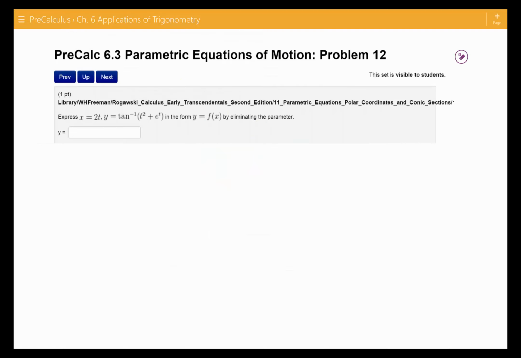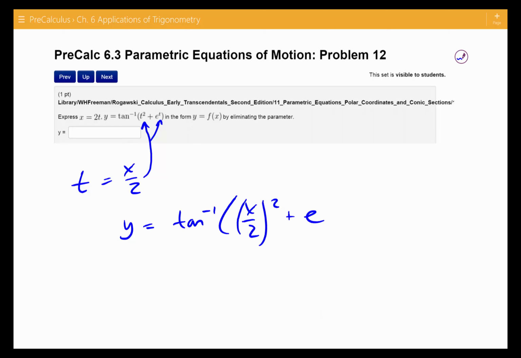All right, let's try another eliminating the parameter one. Let's take the first equation and solve for t. So we get t equals x over 2. And let's plug that t in for this t and this t up there. So we'd have y equals inverse tangent of x over 2 squared plus e to the x over 2. And there's our answer. A little bit tricky to enter in. We'd have to enter this arctan into the Webwork and then be careful with parentheses here, but that should give us our answer.